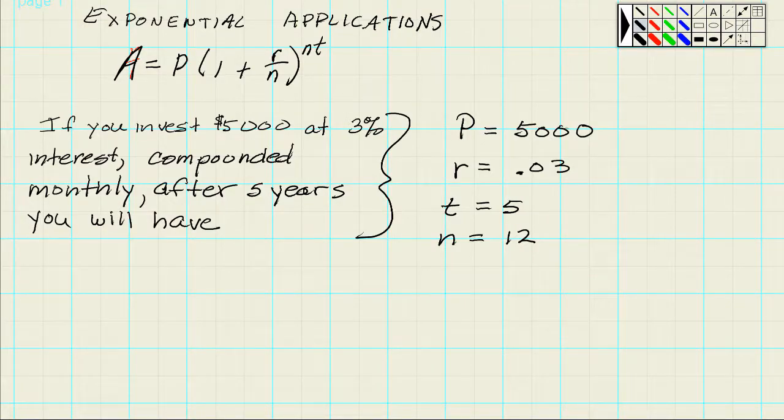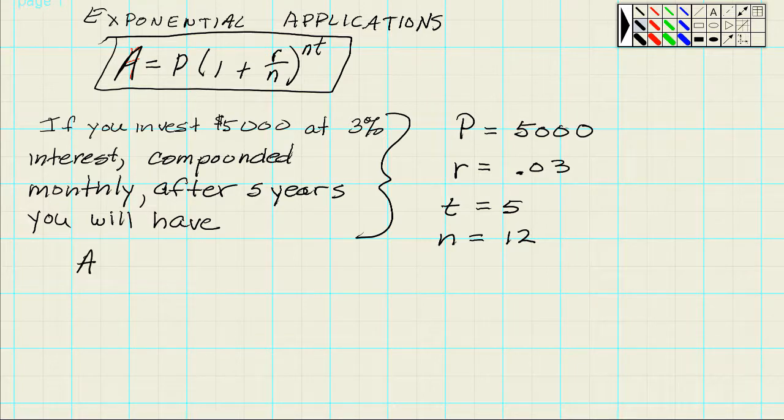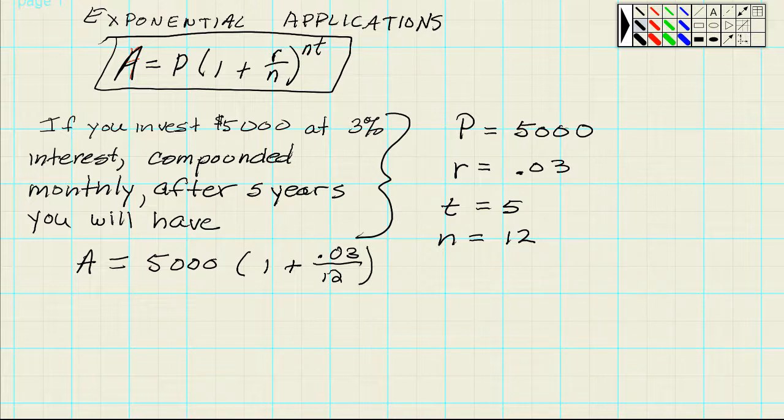If you invest $5,000 at 3% interest compounded monthly, after 5 years you will have, we'll use this formula for compound interest, and we will plug in the values that I just gave you. So the total amount will be equal to the initial amount, or the principal, times 1 plus the rate, which is 0.03, divided by the number of compound periods per year, which is 12, raised to the power of the number of compound periods per year times the number of years.